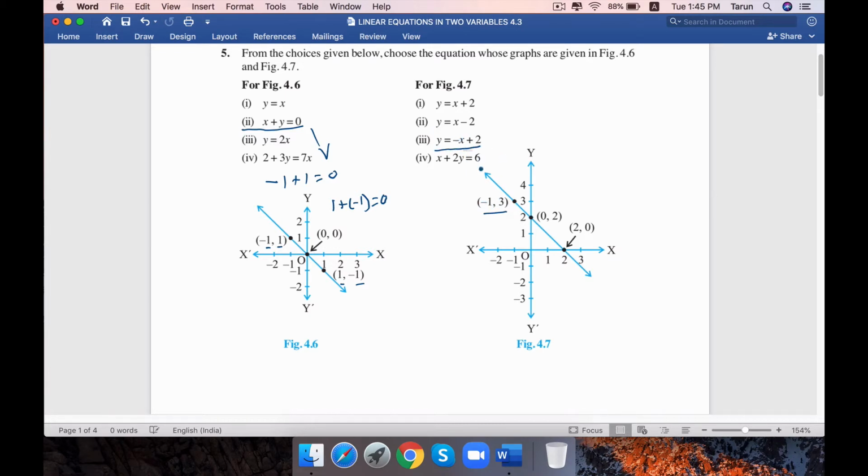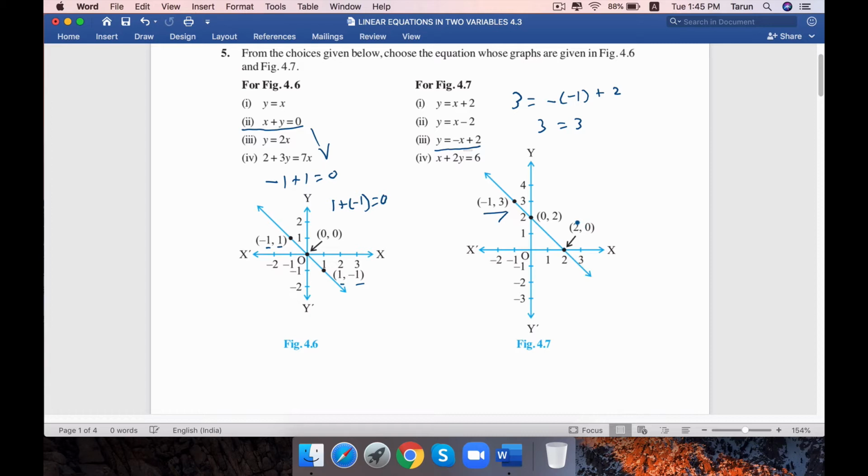Now in this one, let us try this equation, because I can see if x is negative, y comes out to be positive. So let's try this one. I get 3 is equal to minus of -1 plus 2, which will give me 3 is equal to 3. So it satisfies this point.